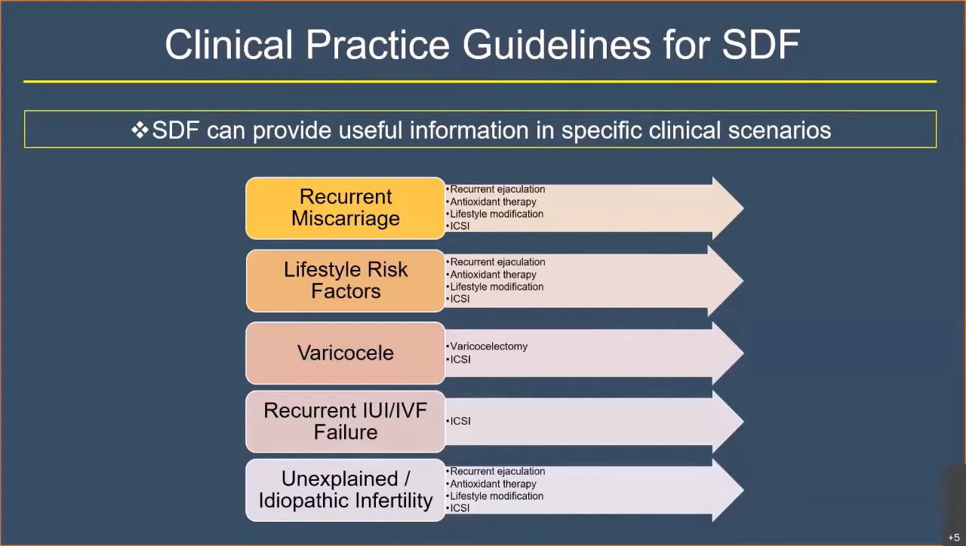For all these conditions, different types of treatment can be considered if SDF is significantly higher. These types of treatment are summarized here in the picture. They include repeated ejaculation, antioxidant therapy, lifestyle modifications, ICSI and assisted reproductive techniques, or varicocelectomy in case of varicocele.